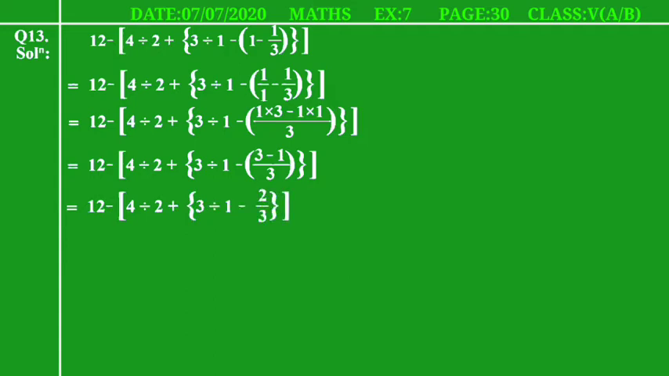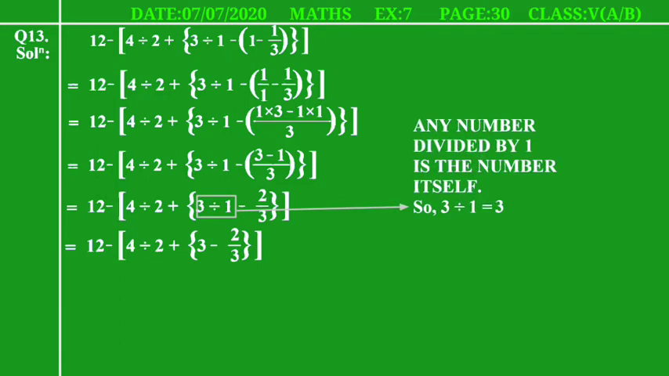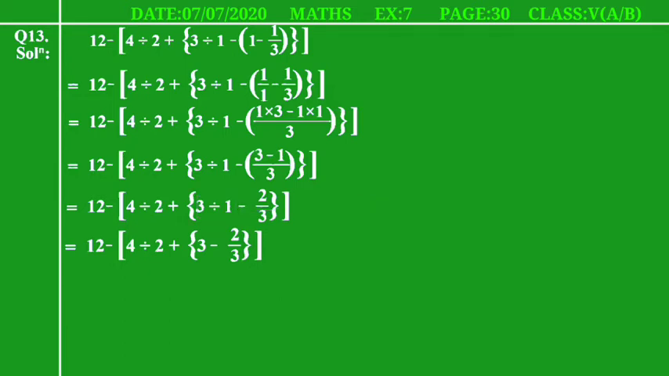Now we will start the curly brackets. Inside the curly brackets, you see there is one division sign and one subtraction sign, minus. So we will do the division first. If you divide 3 by 1, how much will you get? Any number divided by 1 is the number itself. That is, 3 divided by 1 is 3 itself. So I am writing 3 below, as 3 divided by 1 is 3 only.